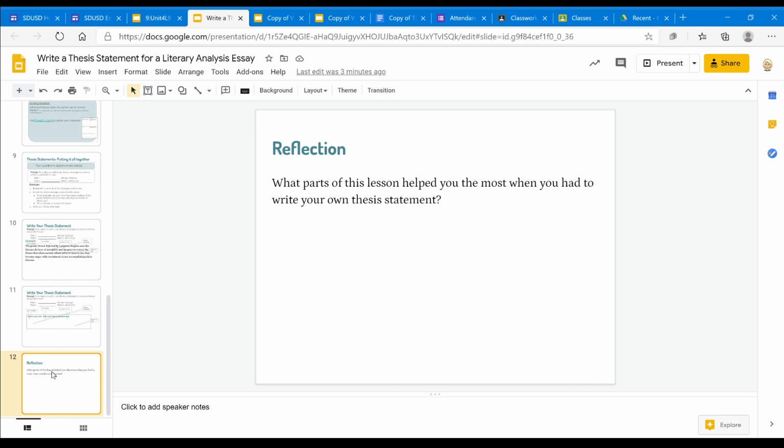We're going to close with a language routine that can help make your writing stronger. Think about what helped you the most to write your thesis.